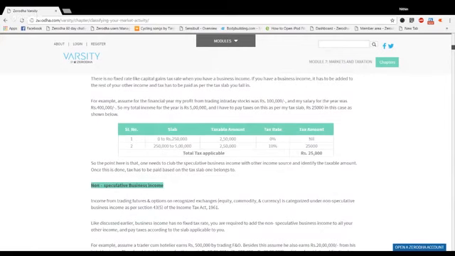Non-speculative is essentially all your trades, and you earn out of it. It is intraday equity trades from which you earn, is all non-speculative business income.